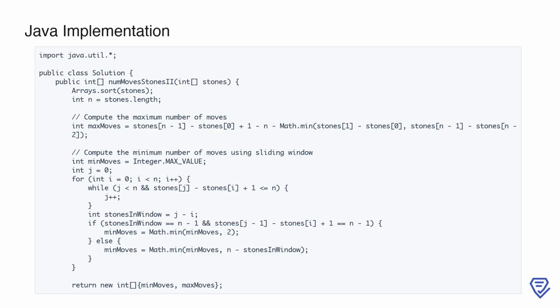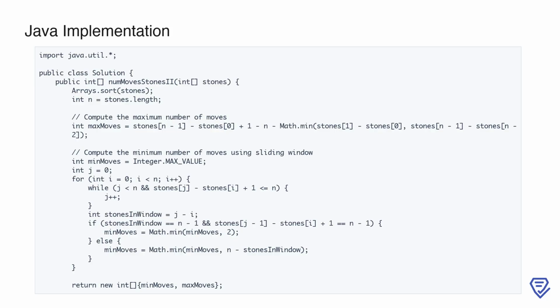We also account for edge cases by subtracting the smaller gap between the first 2 stones and the last 2 stones. This ensures that the maximum number of moves is calculated accurately for any configuration of stones. Then, we move on to the minimum number of moves, which is determined using a sliding window technique.